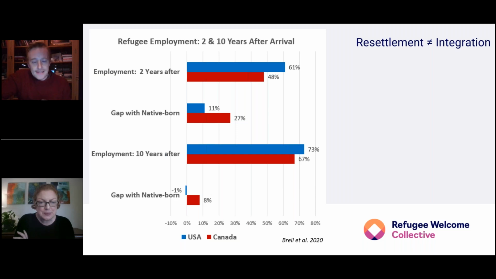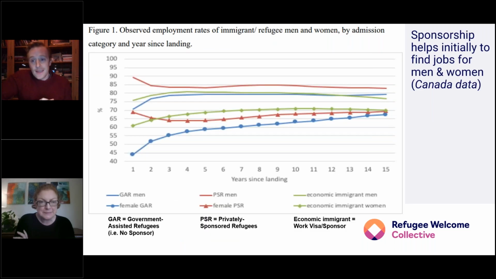So what you see here is that 2 years after arriving in the United States or Canada, around half of refugee adults have some type of job. That's a lower employment rate than for native born in those countries. And it's after around 10 years or more that an overwhelming majority, around two-thirds or three-quarters, end up in a job. And actually, it seems like working with sponsors helps privately sponsored refugees to more quickly find a job.